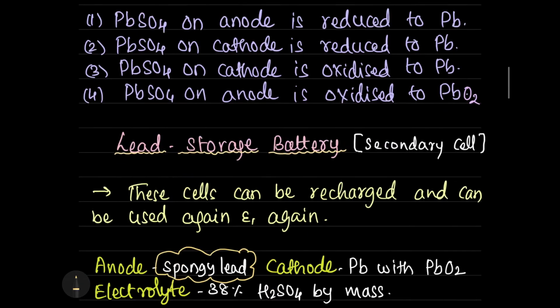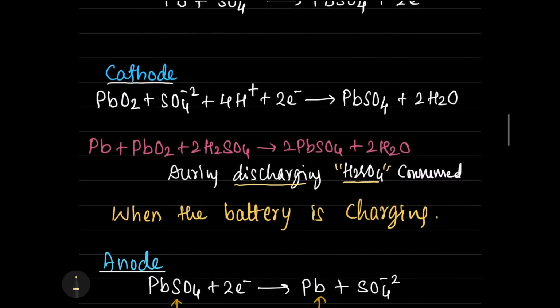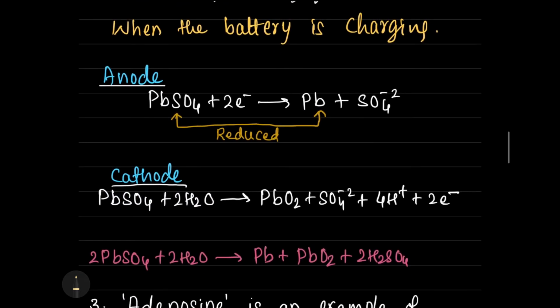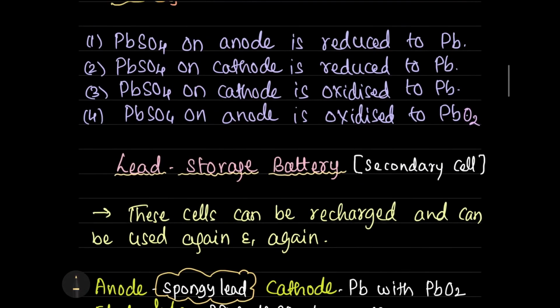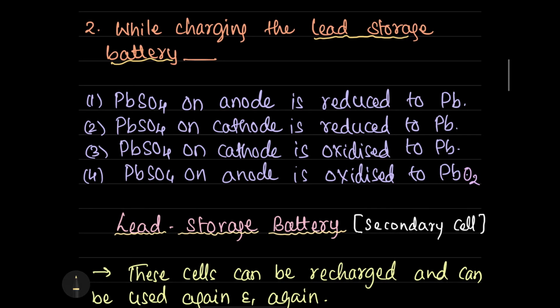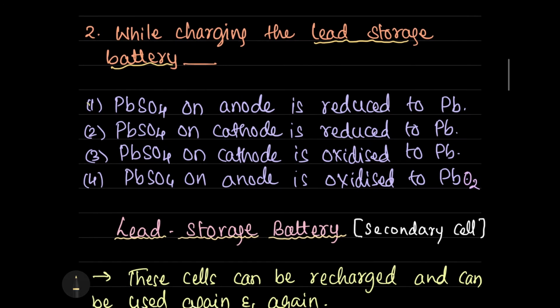The question is asking about while charging the lead storage battery, so you have to look at the charging. Here you can see that the lead sulfate is going to be reduced. In which position? In the anode. In the anode, the lead sulfate is reduced to form lead. The answer for question number 2 is option 1.